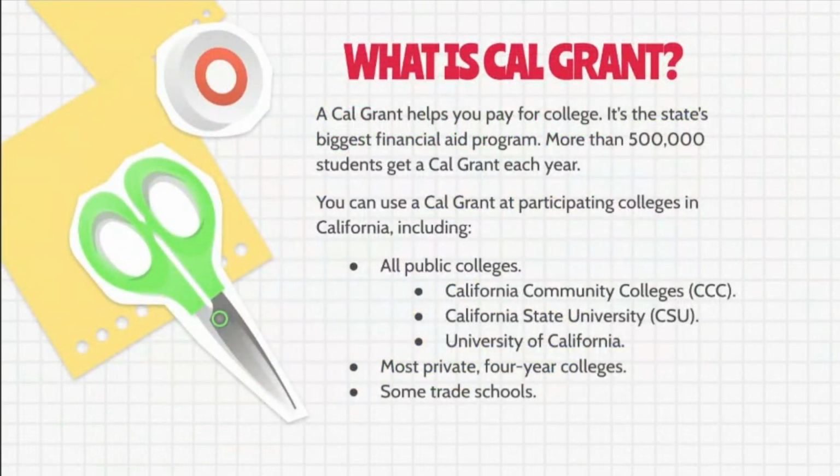Okay, so what is Cal Grant? Cal Grant helps you pay for college. It is the state of California's biggest financial aid program. More than 500,000 students get Cal Grant each year, and you could use it at participating colleges in California. So all public colleges like community college, Cal State universities, universities of California, most private 4-year colleges will also take this, and then some trade schools will also take this.